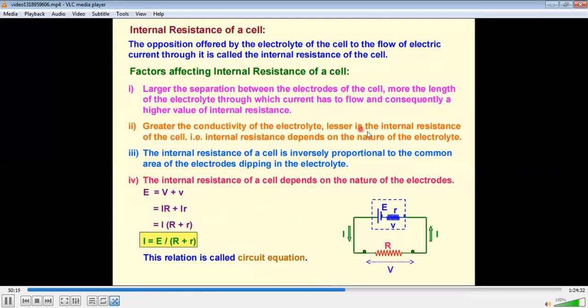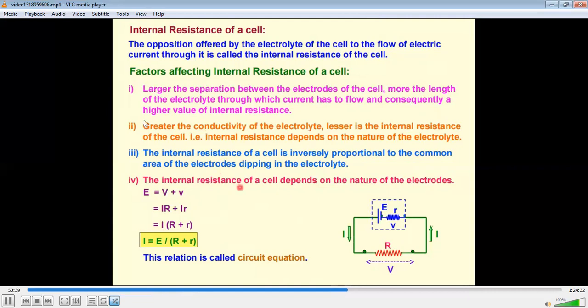Number 2, the greater the conductivity of the electrolyte, the lesser the internal resistance of the cell. That means if the conductivity is more, then resistance will be less. The third one, the internal resistance of a cell is inversely proportional to the common area of the electrodes dipping in the electrolyte. Number 4, the internal resistance of a cell depends on the nature of the electrodes.